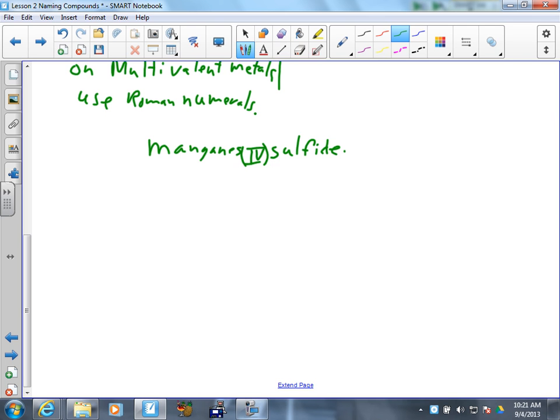All right, so I would start out using my regular rules here. Mn is 4 plus, because that's what the Roman numeral tells me. Sulfide is minus 2. Now what do I do? Drop and swap, same as you would for any other ionic compound. So I take the 2, I put it here. I take the 4, and I put it here. Should I leave it that way?